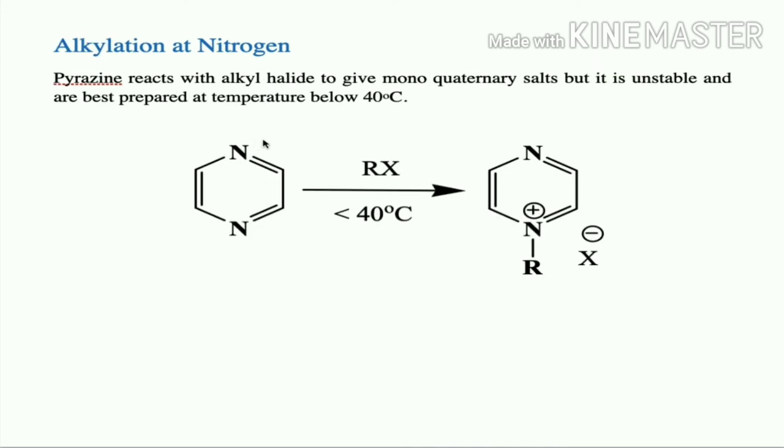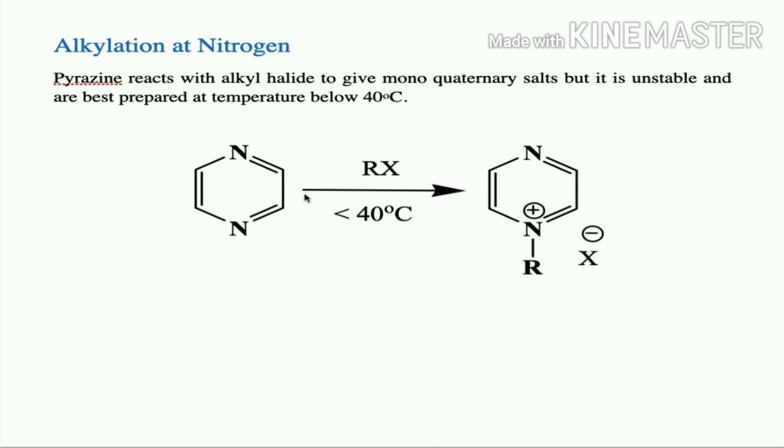If you come to alkylation, pyrazine reacts with alkyl halide to give a monoquaternary salt, but this salt is not stable. So, it is highly unstable. If you want to prepare the monoquaternary salt of pyrazine, you need to maintain the temperature below 40 degrees. If you do the reaction below 40 degrees centigrade, then there is a chance of getting the monoquaternary salt.